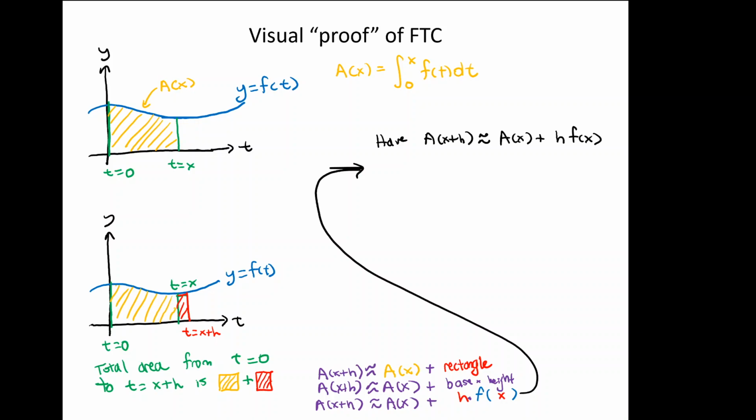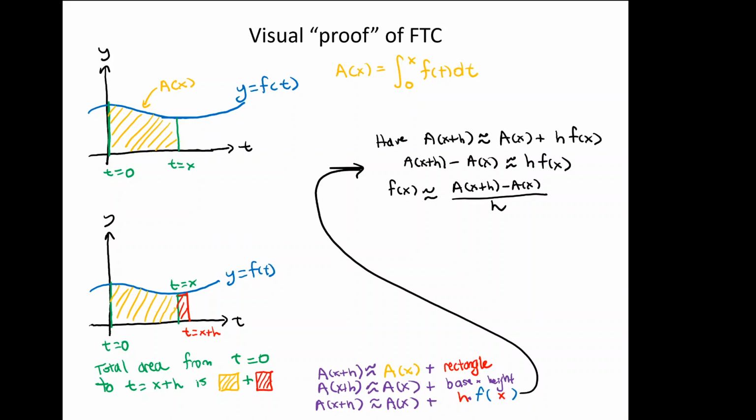Let's rearrange this. What I'm going to do next is subtract A of x from both sides. So A of x plus h minus A of x is approximately equal to h times f of x. Then I'm going to divide both sides by h, and we get f of x is approximately equal to A of x plus h minus A of x all over h.